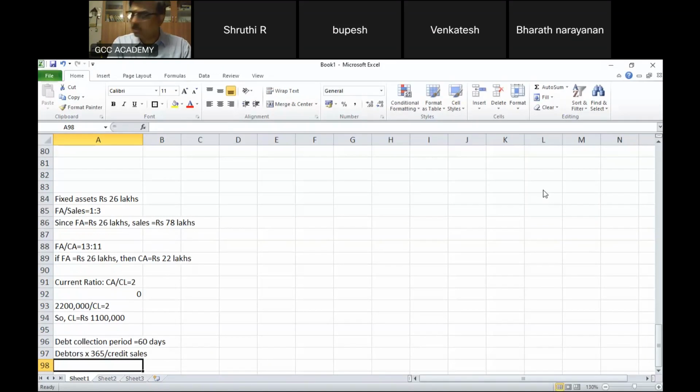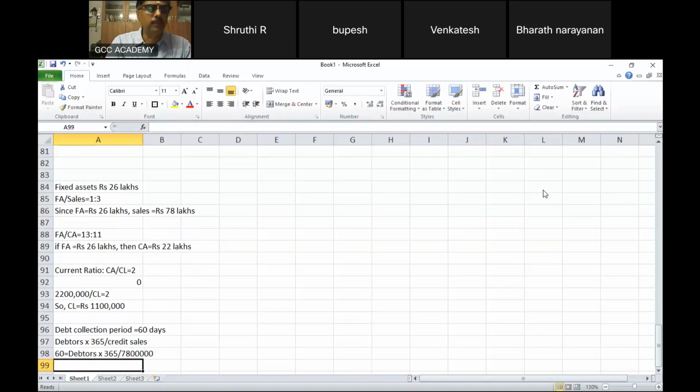So now we are going to find the debtors. The collection period is 60 days, which is given. So 60 days is equal to debtors into 365 by 78 lakhs. The 78 lakhs is the total credit sales. So debtors is equal to, how much?